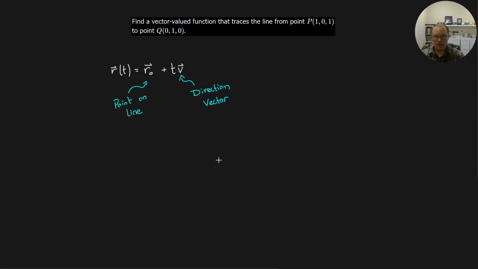We want a vector valued function that traces a line from point P to point Q. The orientation of our vector valued function matters. Okay, so we want to make sure we go from point P to point Q and not the other way around. So in this case, we know how to find a vector that points from one point to another. That's end minus start. I want this vector to end up at Q, so 0, 1, 0. And it starts at P, 1, 0, 1.